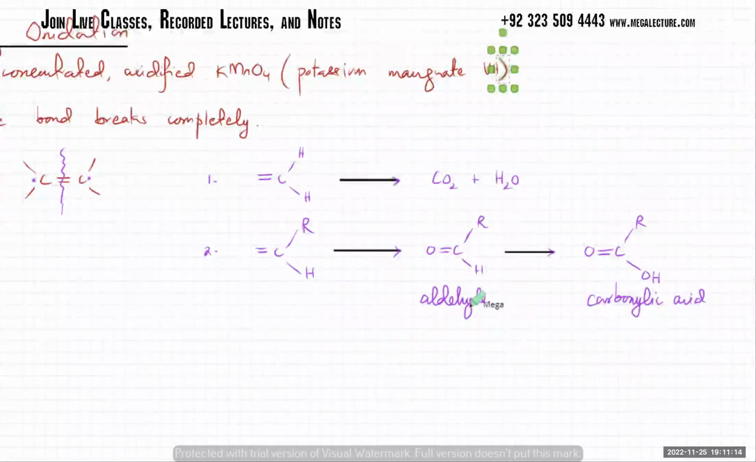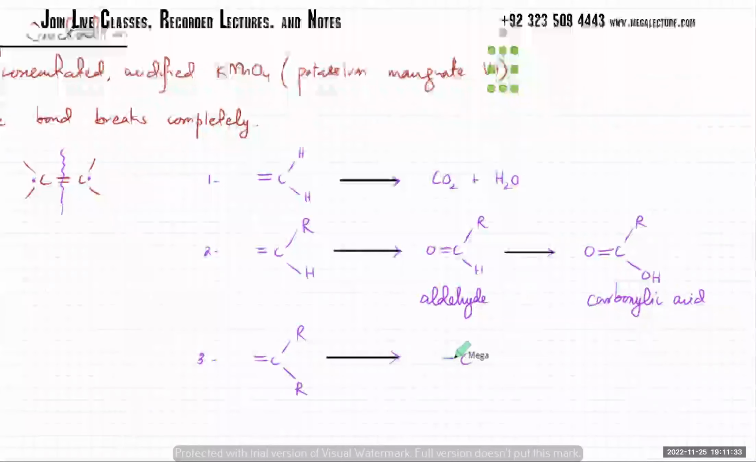So then you have a third scenario as well. The third scenario is that the double bonded carbon atom instead has two carbon chains on both sides. Now, in that case, it will just turn into a ketone. Okay, a ketone is the one with a double bond O where on both sides it's got a carbon chain.